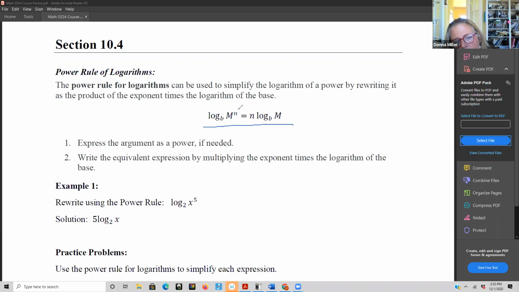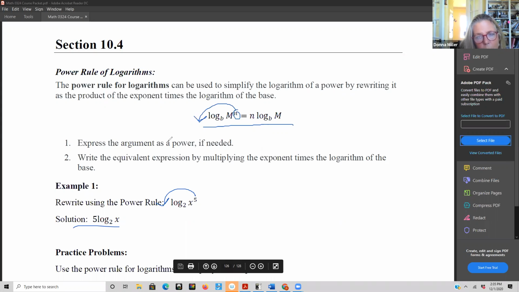So when you have the log to a power, the power comes out front. Like if I want to rewrite something using the log base 2 of x to the 5th, the 5 comes out front and it becomes 5 log base 2 of x. That's what they call the power rule. The power comes out front.